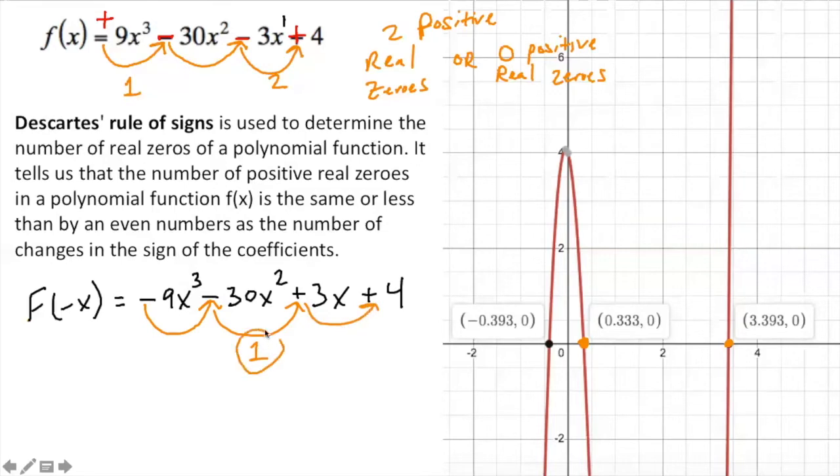So that means that we have 1 negative real zero. And since we have this technology, it's right here, okay? It's this one, negative 0.393. So Descartes' rule of signs can be informative. It doesn't find the zeros for you, but it can give you an idea what to look for or what to expect. This is an old school way of doing things.